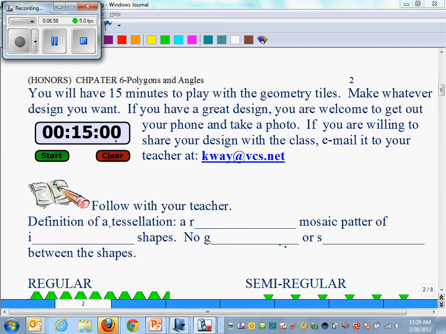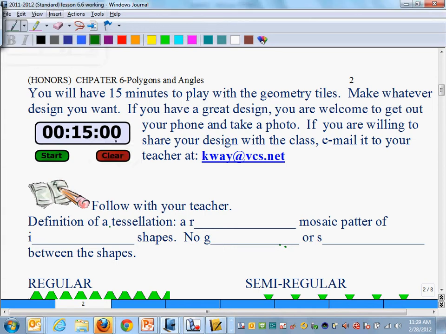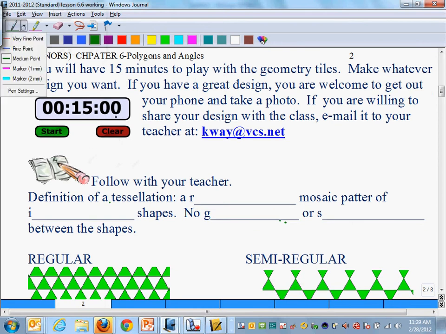First thing is to be able to define the term tessellation. I'll tell you what the second thing is; we'll figure it out in about 10-15 minutes. So I'd like you to write this out. Basic definition of a tessellation is a repeating. You're writing this down. We're on page 2.